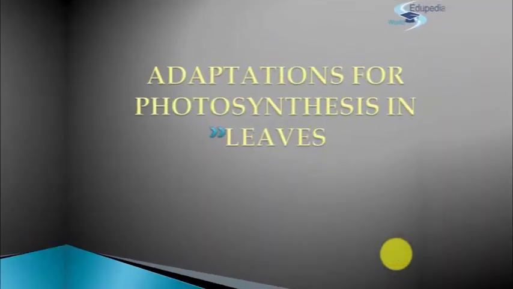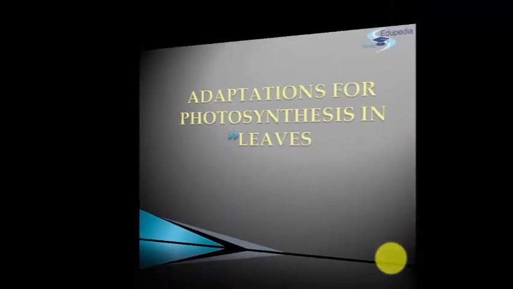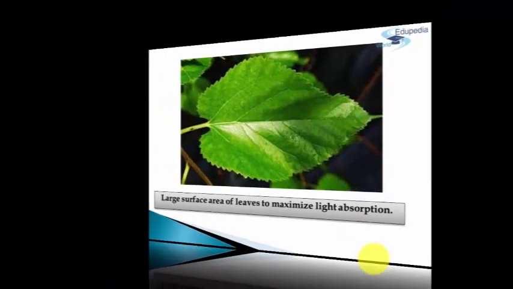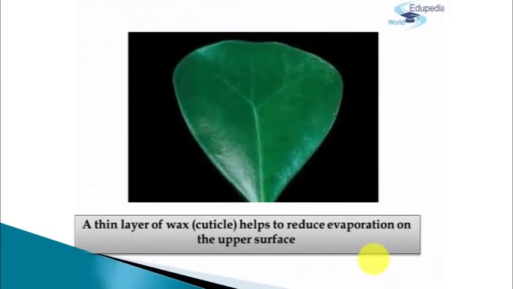Next we have the adaptations for photosynthesis in leaves. Large surface area of leaves to maximize light absorption. This is one of the adaptations taken up by leaves so that photosynthesis can take place in them. The next is a thin layer of wax cuticle, which helps to reduce evaporation on the upper surface. Here you can see the thin layer of wax cuticle on the leaf on the upper surface. This helps to reduce evaporation and helps in better photosynthesis.